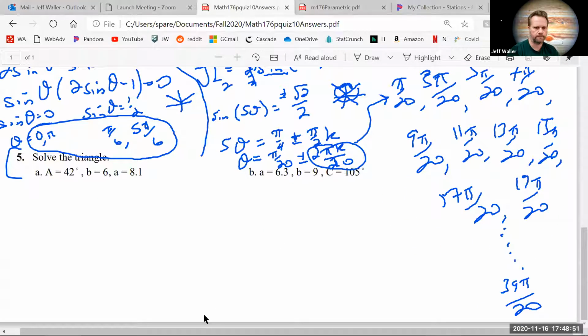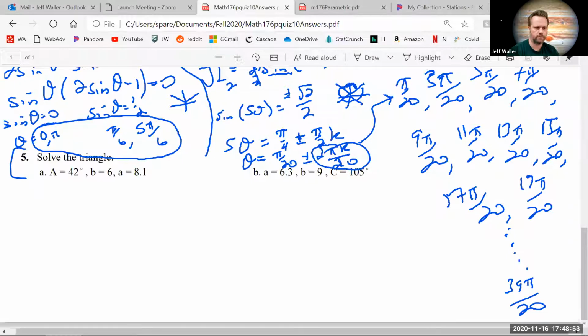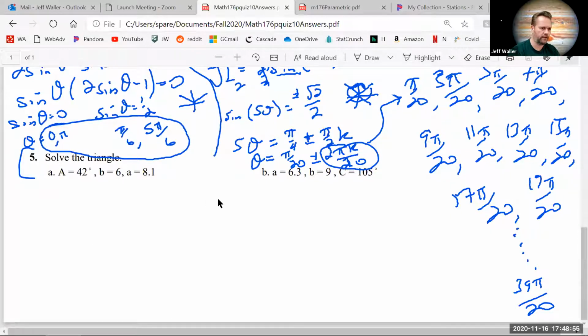Okay. So this is a solve the triangle problem. So you got to solve the entire triangle. And I can't remember if I talked about either one of these. So let's try to do this together. Let's be really careful about this. Let me do this in a different color too, so it'll stand out.